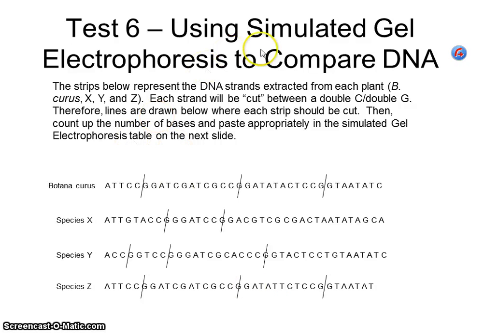Test 6. We're going to use a simulated gel electrophoresis. So just like what we saw online the other day, we're going to do an example of an electrophoresis for Botanicurus, and it's showing you that this one has a strand of DNA that's this long, then another strand, then another, then another. And you're going to compare the strands to see how similar they are. The lines indicate where the strands of DNA are cut.